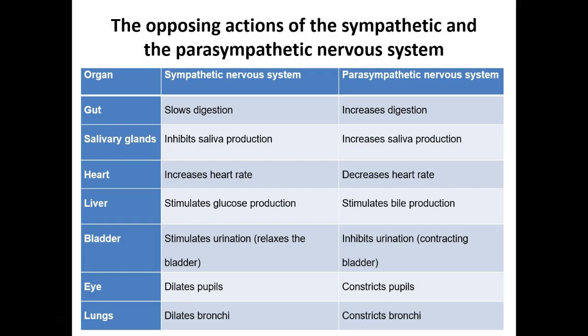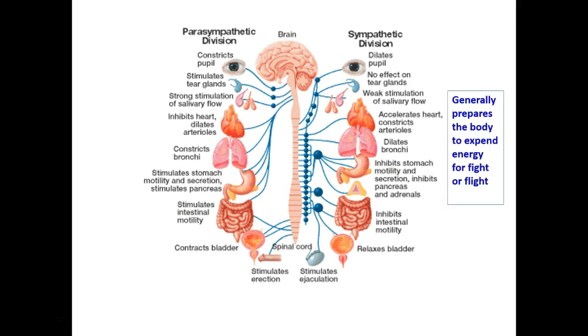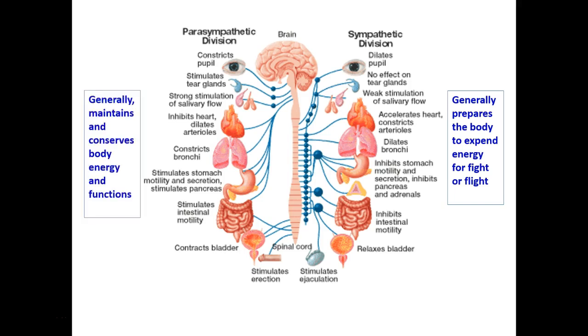Now, you couldn't remain in a sympathetic state forever. So your parasympathetic nervous system puts your body back into its normal state. It does this by increasing digestion, increasing saliva production, decreasing your heart rate, inhibiting urination, all of those sorts of things. It's basically putting everything back together again. So, in simple terms, sympathetic generally prepares the body for flight or fight, and the parasympathetic puts homeostasis back and puts your body back to the way it should be.